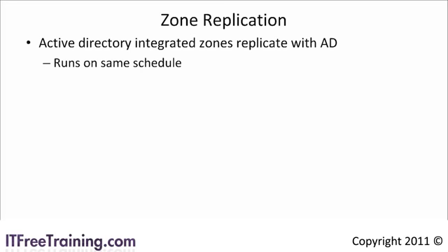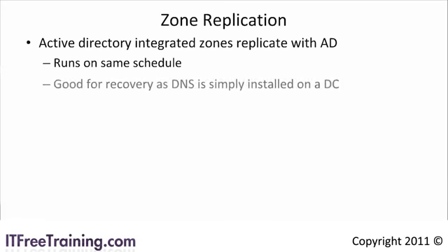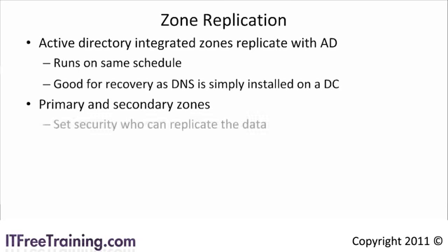If you are finding that your Active Directory integrated zones have stopped replicating, check the event viewer for Active Directory related errors. The big advantage with Active Directory integrated zones is that if you need to recover your DNS data and all your DNS servers are not available, all you need to do is install DNS on a working domain controller. If you are using primary or secondary zones, the big thing that you need to do is set security on the zone so that other DNS servers can replicate the data.